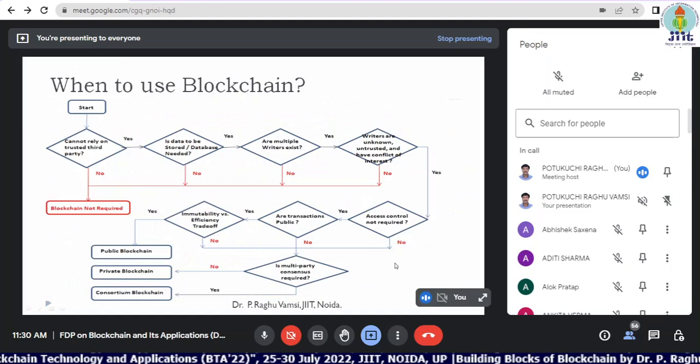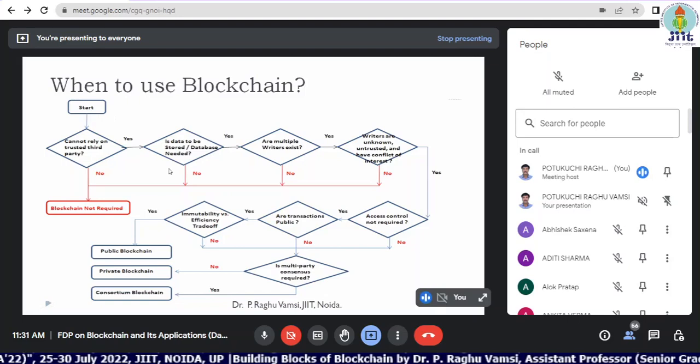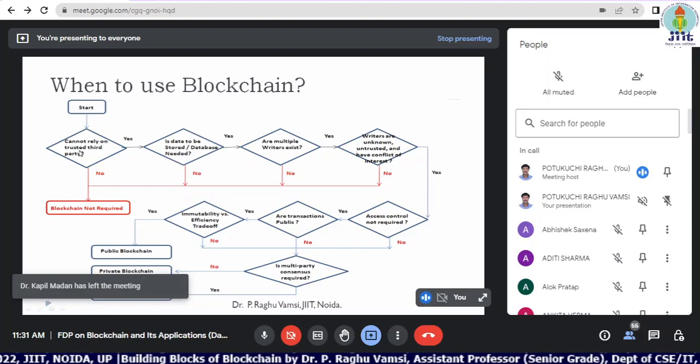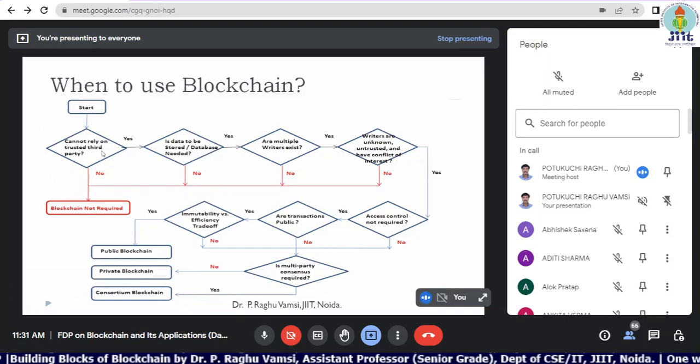So quickly, I will go through this flow chart because the next speaker is waiting. Start the project. What type of blockchain needs to be considered for the project you are going to develop? First of all, decide whether you can rely on a trusted third party or not. If you can't, move on to the next stage. If you can rely on a trusted third party, for example the bank, there is no need for blockchain here; I can simply trust the bank and go for the transaction.